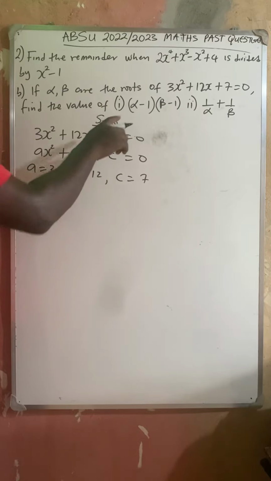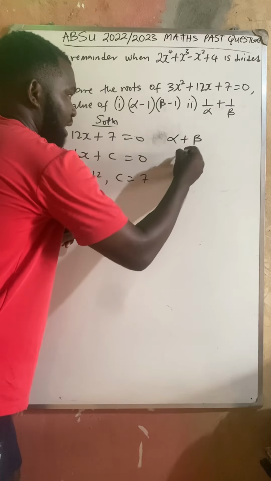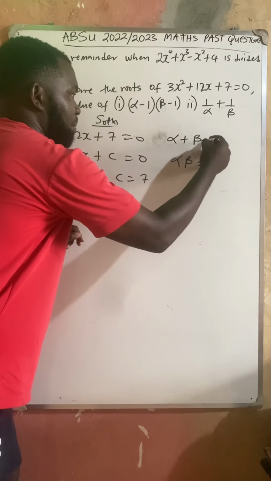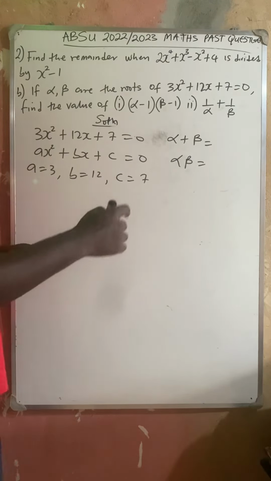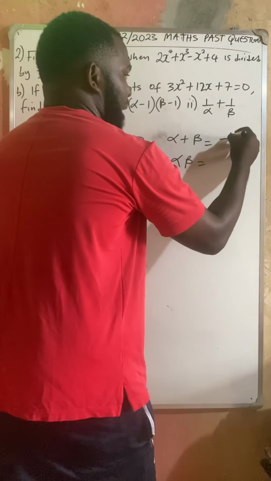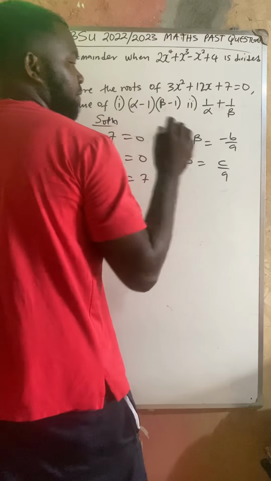So the next thing you have to do is what? The first thing you have to find is what? Alpha plus beta and alpha beta. Very, very important. These are the two main things you must find before you start looking for anything they ask you to find. And it has formula. The formula for alpha plus beta is minus b over a. While the formula for alpha beta is what? C over a. Very simple.